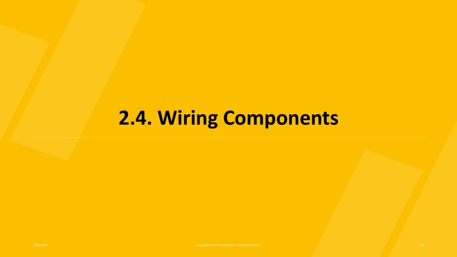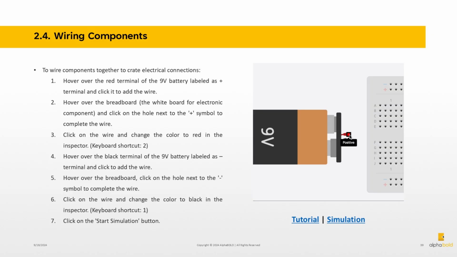Wiring components. Bring a 9V battery and breadboard on the work plane. To wire components together to create electrical connections, hover over the red terminal of the 9V battery labeled as the plus terminal and click it to add the wire. Hover over the breadboard, the white board for electronic components, and click on the hole next to the plus symbol to complete the wire. Click on the wire and change the color to red in the inspector.